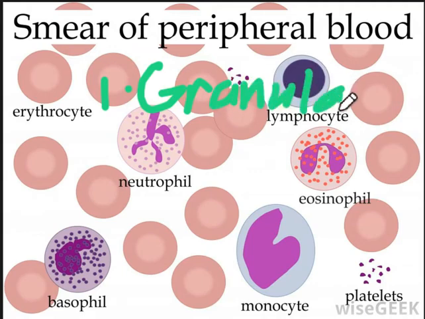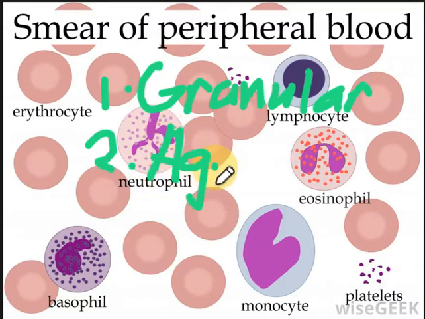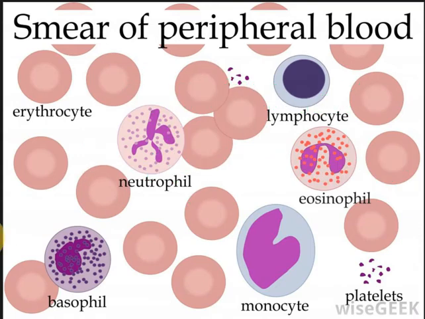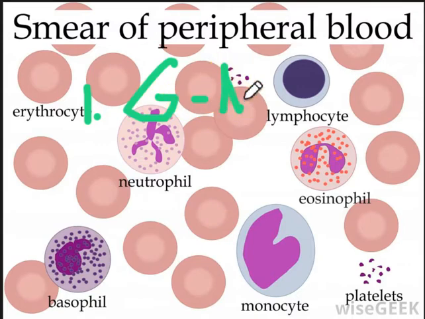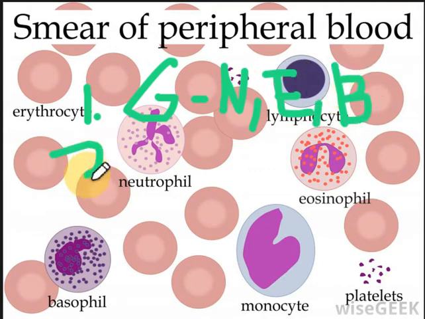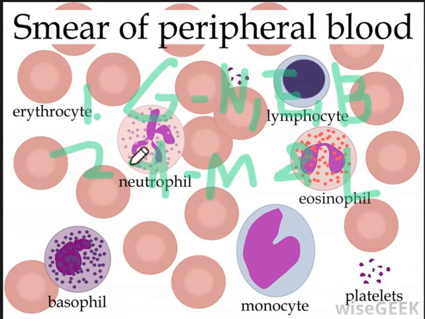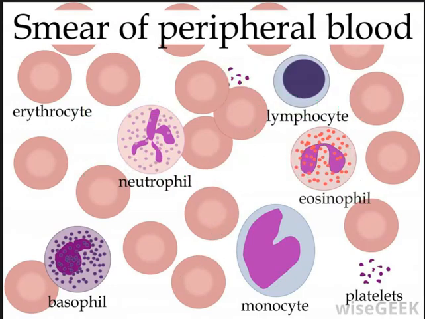Granular and agranular. Okay. So number one is the granular. What makes up the granular? We have our neutrophils, your eosinophils, and then your basophils. Whereas number two, for your agranular, we have only our monocytes and lymphocytes. Okay, ML, Mobile Legends. So, okay, that's it. Two types of WBCs, granular and agranular.